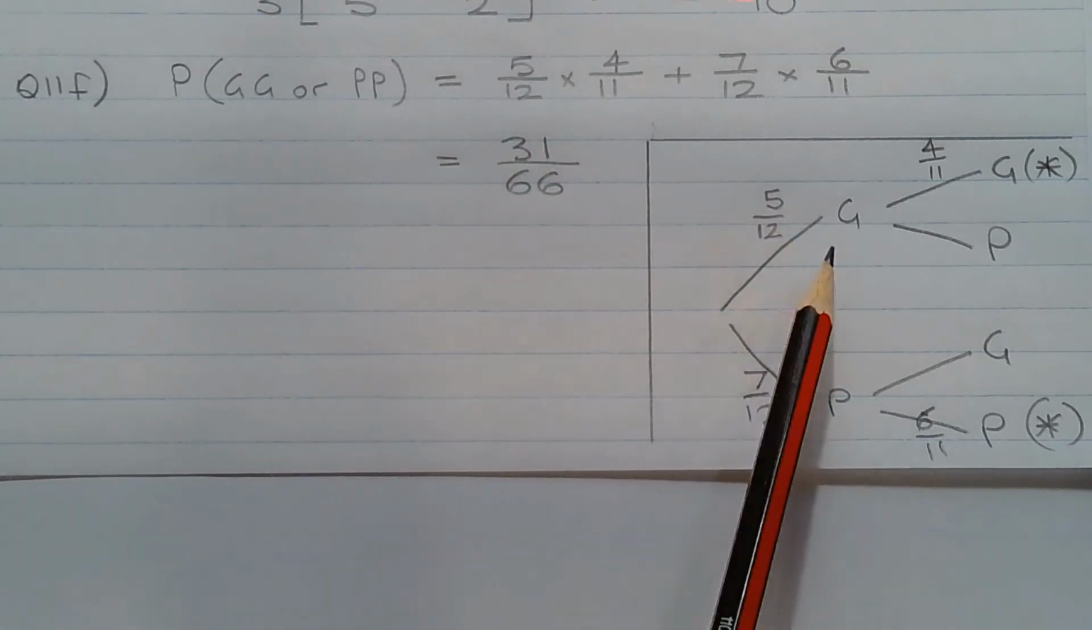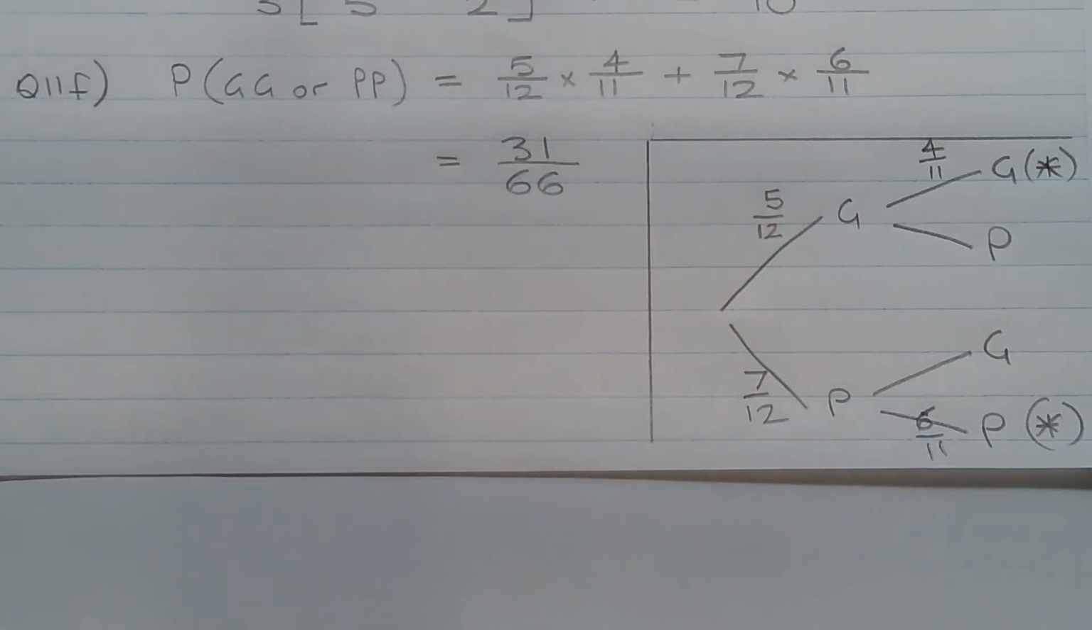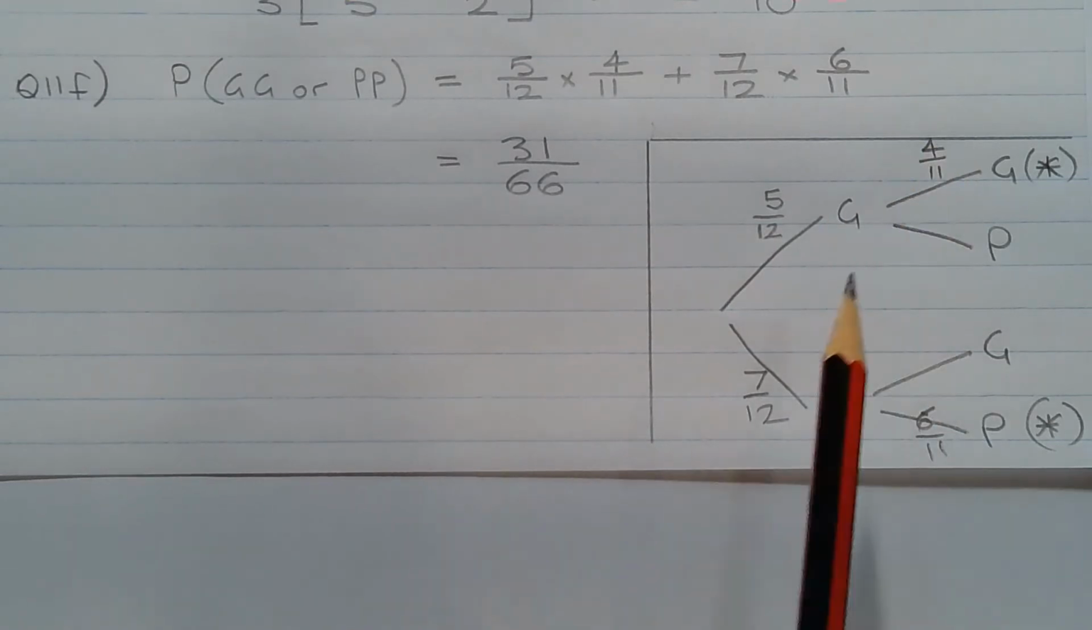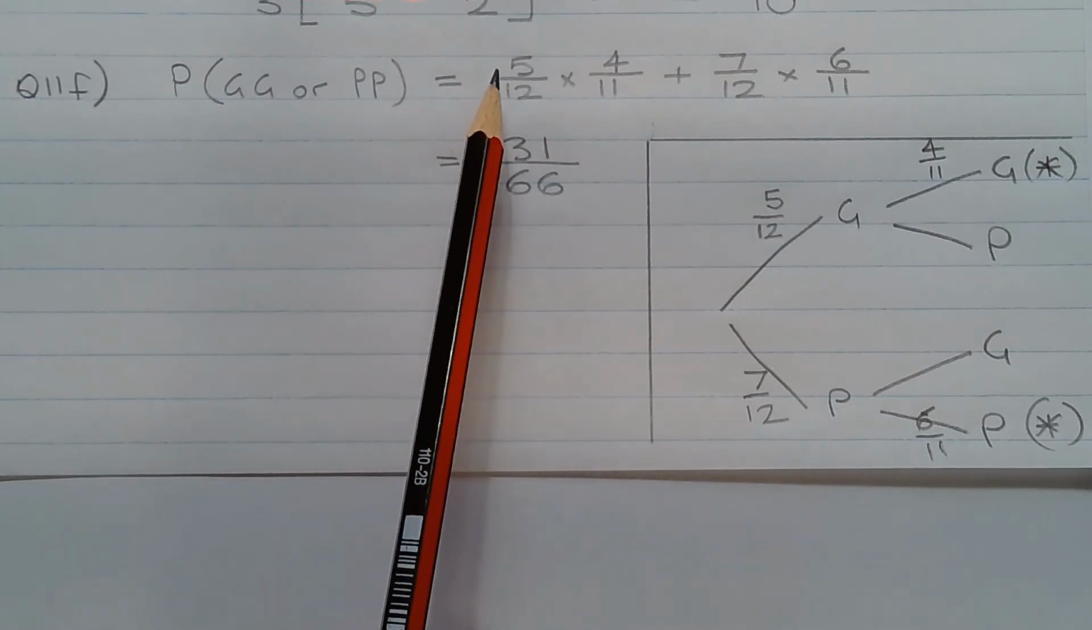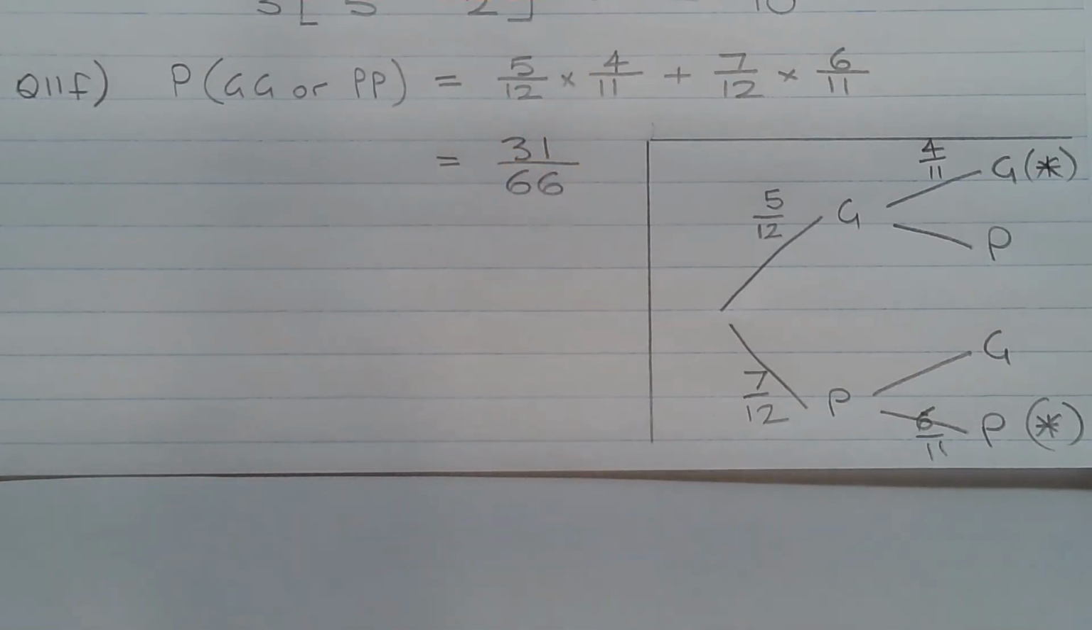And assuming that the first bead chosen is green, then there are 4 green beads left to choose from 11 beads left. So it's 5 over 12 multiplied by 4 over 11.